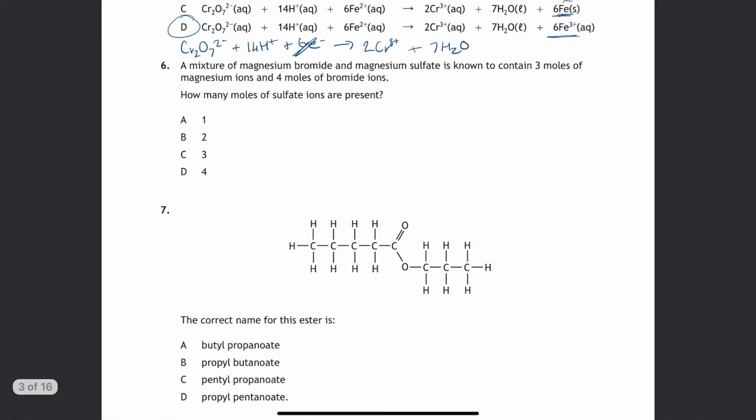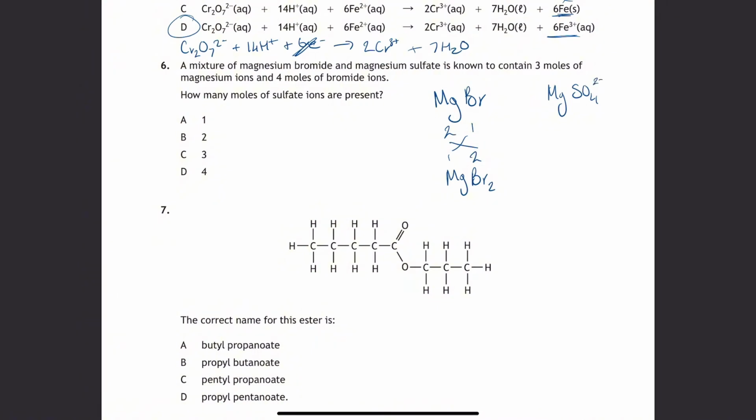For these questions, with the ion ratios, you need to write the formulas. So magnesium bromide, symbols are Mg and Br. Magnesium's valency is 2, bromine's valency is 1. So we swap them over, which means we've got 1 mole of magnesium ions and 2 moles of bromide ions. So the formula would be MgBr2. For then magnesium sulfate, MgSO4.